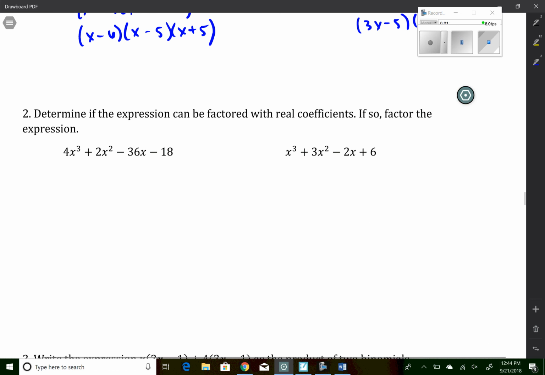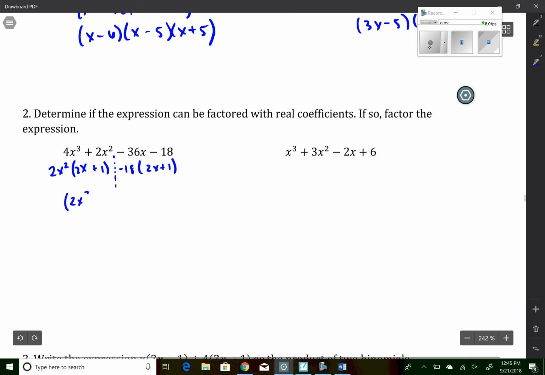Number 2 says determine if the expression can be factored with real coefficients. If so, factor the expression. So if we can factor it, that means they're going to have a common or like term. So I have 2x squared as my GCF, leaving me with 2x plus 1. Here I have negative 18, leaving me with 2x plus 1. So that means this can be factored. We actually did this one in class.